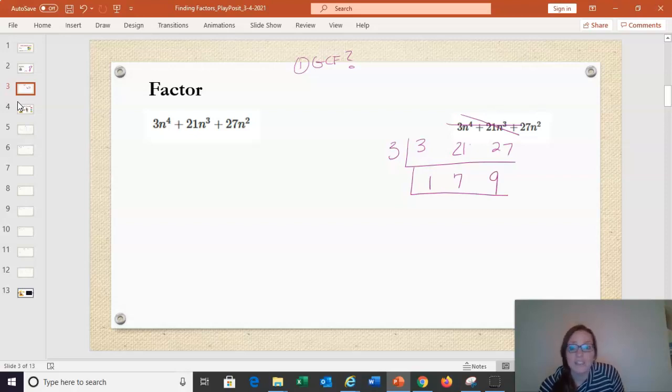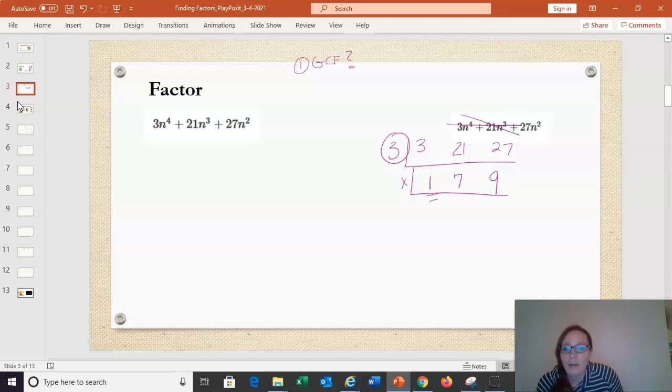Then you can ask yourself, is there anything else? Any other number that will go into those three evenly? And when you get to 1, always, you're done, right? Because 1 is prime, so there are no other factors besides 1 and itself. So we're done. The GCF is 3.